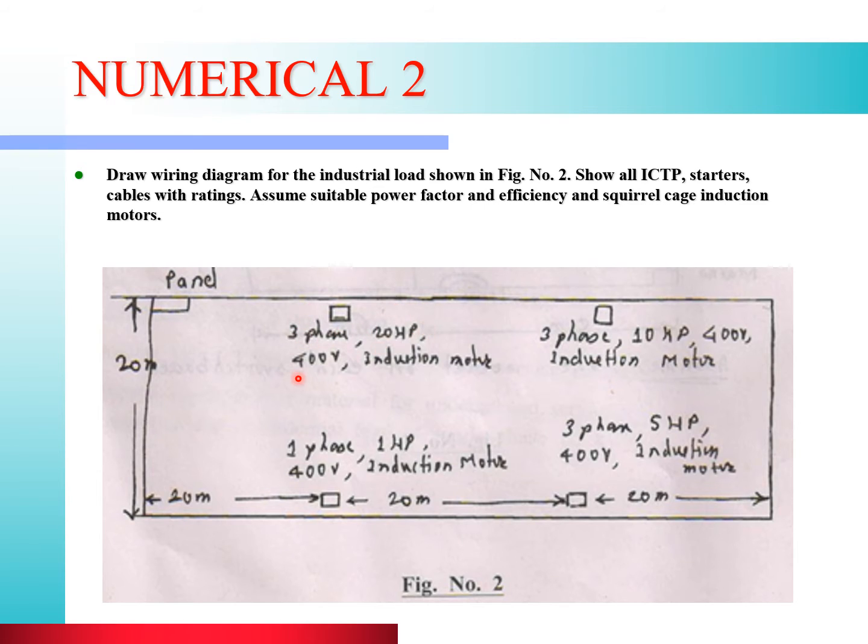Here a 3 phase 20 horsepower 400 volt induction motor is given. Then a 3 phase 10 horsepower 400 volt induction motor. Then a single phase 1 horsepower 400 volt induction motor. Then a 3 phase 5 horsepower 400 volt induction motor. An approximate distance is given for the calculation of the cable and the conduit. From this we have to design the industrial plan by showing the single line diagram, the wiring diagram, the starting current of the motor and the schedule of the material required.